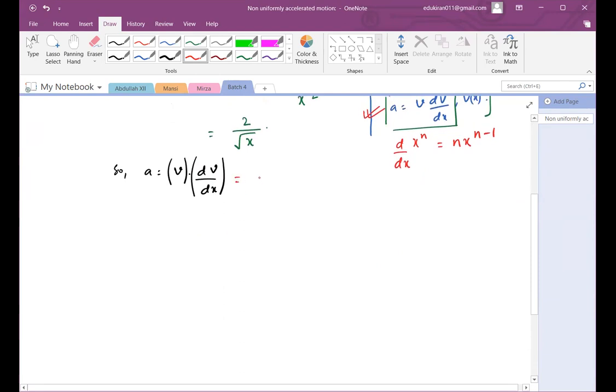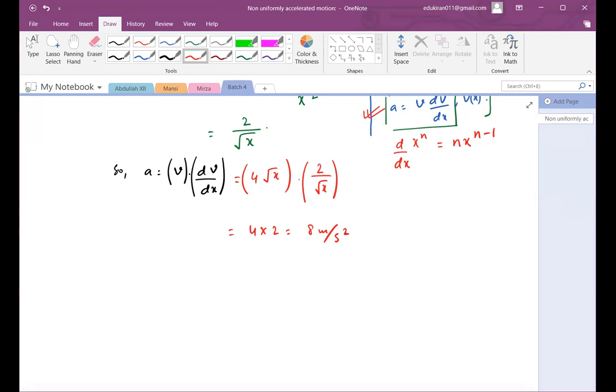If you put the value of v, which is 4 root x, times dv by dx, which is 2 by root x, this root x and this root x will cancel out. So you'll get 4 into 2, that will be 8 meter per second square. Is it clear, Akash? Any doubt? No doubt, sir.